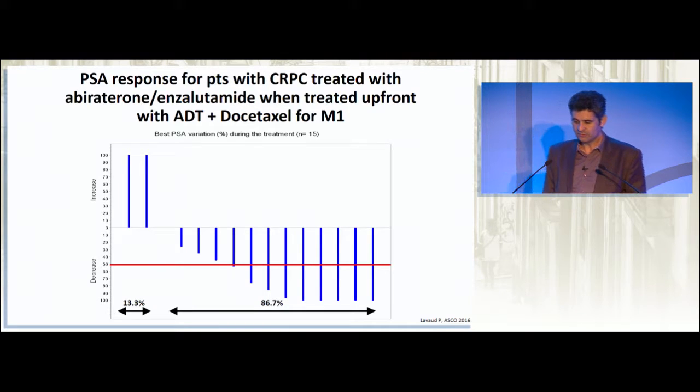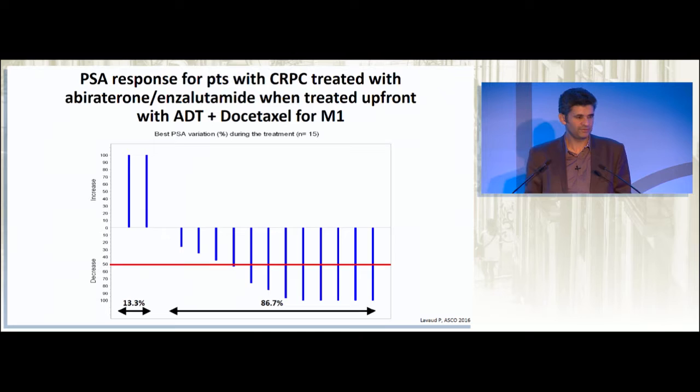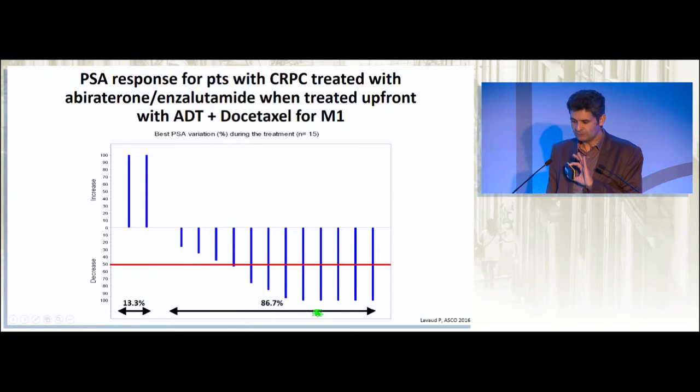Now, the data that we have, and we'll soon have more data with abiraterone and enzalutamide, and again, this is still limited data, suggests that these patients who are treated with upfront ADT plus docetaxel do benefit from abiraterone or enzalutamide when they progress as CRPC patients. Again, be cautious with this. This is retrospective analysis. The number of patients is still low. We should soon have more, but it truly suggested that these drugs work better than docetaxel.